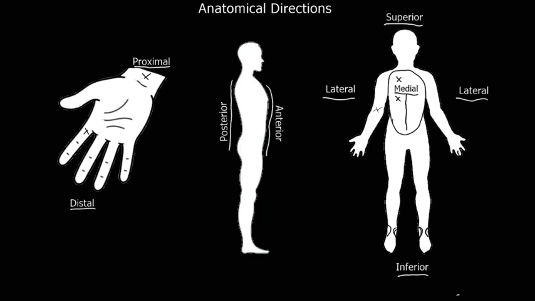Other words that you might rarely see utilized to describe anatomical direction that are synonymous with what we've already gone over is sometimes you'll see superior referred to as cranial. Sometimes you'll see inferior referred to as caudal. And then, as we discussed previously, anterior, sometimes described as ventral, and posterior is sometimes described as dorsal.